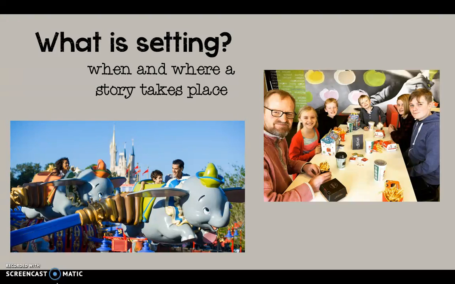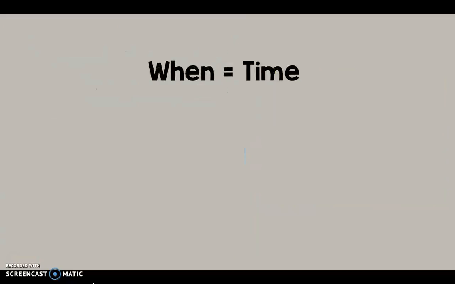Alright, so did you discover that this is a family eating at McDonald's? I could tell that by looking at the kids eating Happy Meals and the dad is eating fries. This all indicates that they are at McDonald's. Now, in first grade, we're not just telling what the setting is, but we are describing the setting. So, one way to describe the setting is when.